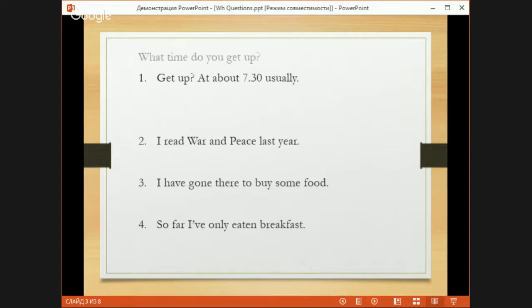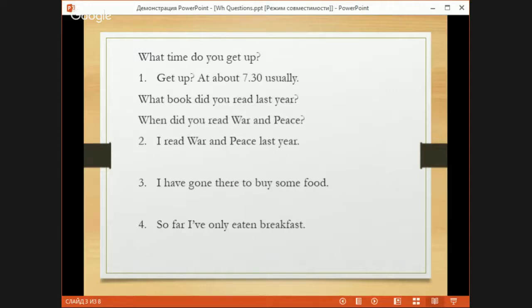The first one. What time do you get up? Answer: I get up at about 7:30 usually. Present simple, we use do. The next one. What book did you read last year? If we ask about War and Peace, we say, what book did you read last year? Or we can also ask about last year. When did you read War and Peace? It's quite a big book. Maybe you need the whole year to read it.